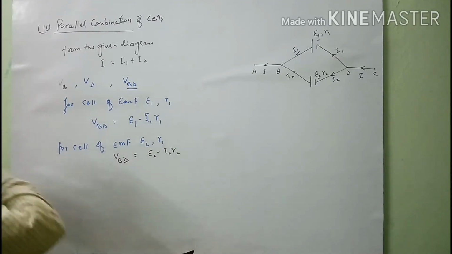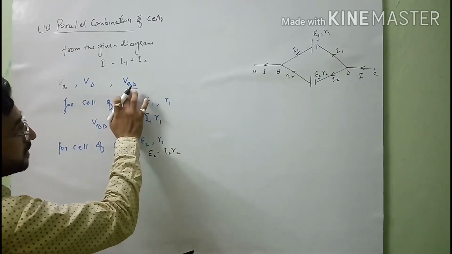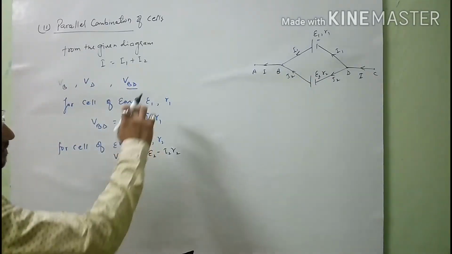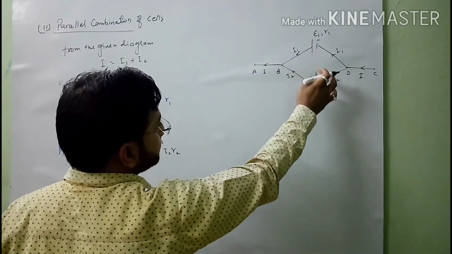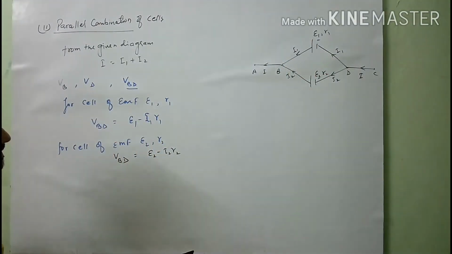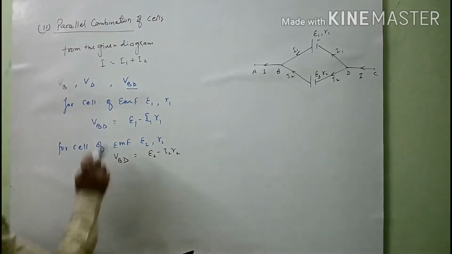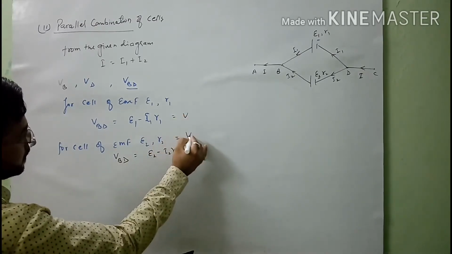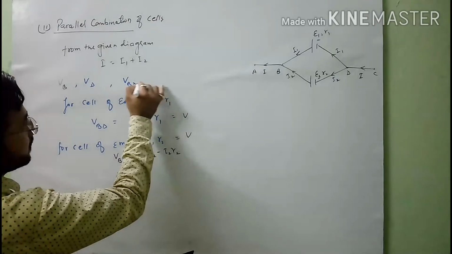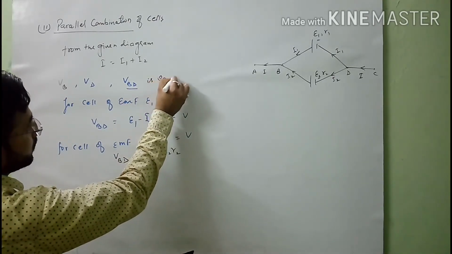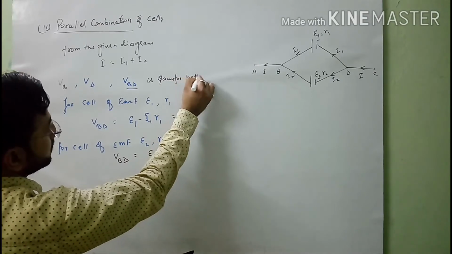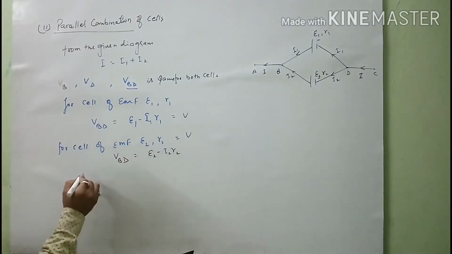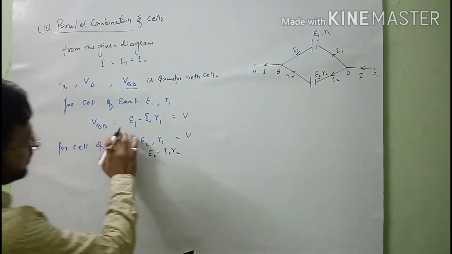Now one thing, student, as I told you, VBD means the electric potential difference between points B and D, means here the terminal voltage for this EMF epsilon 1 cell and this EMF epsilon 2 cell is the same. So I will write here this value is equal to V, and this is equal to V also, because VBD is the same for both cells, because we are talking here about the parallel combination. Clear? That's why.